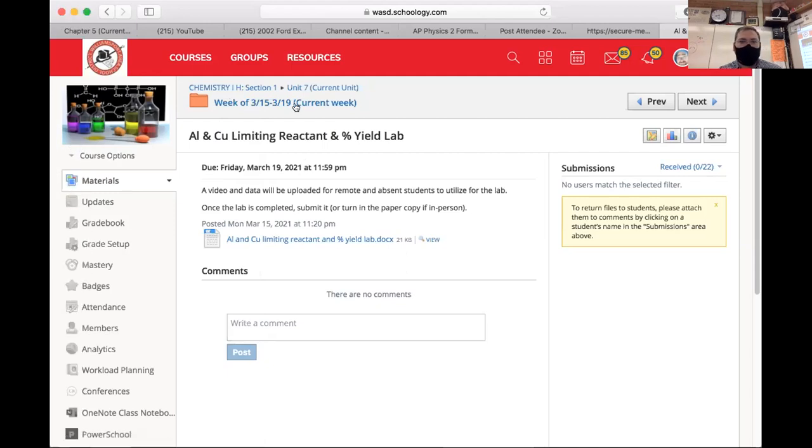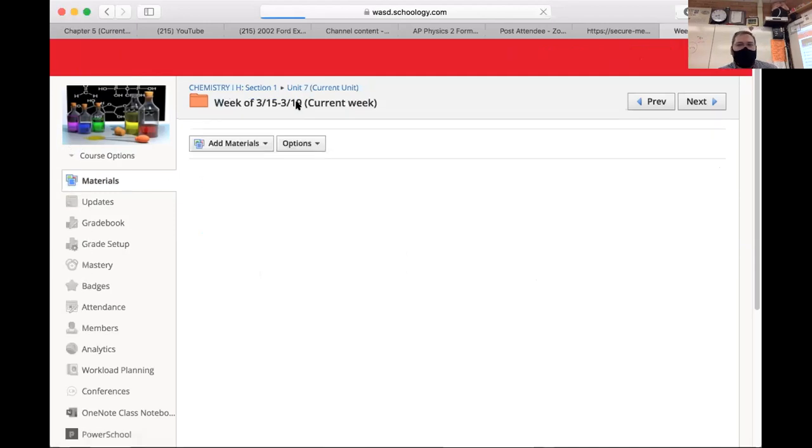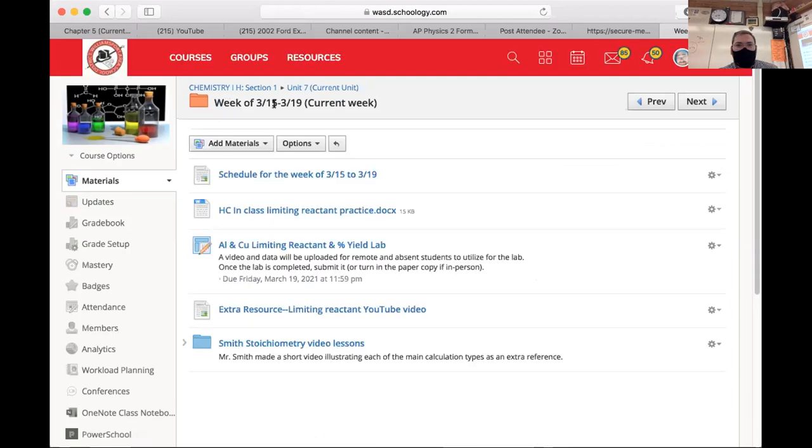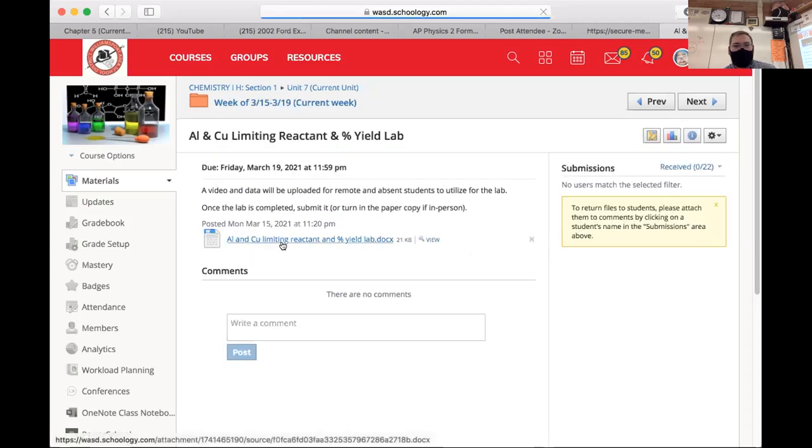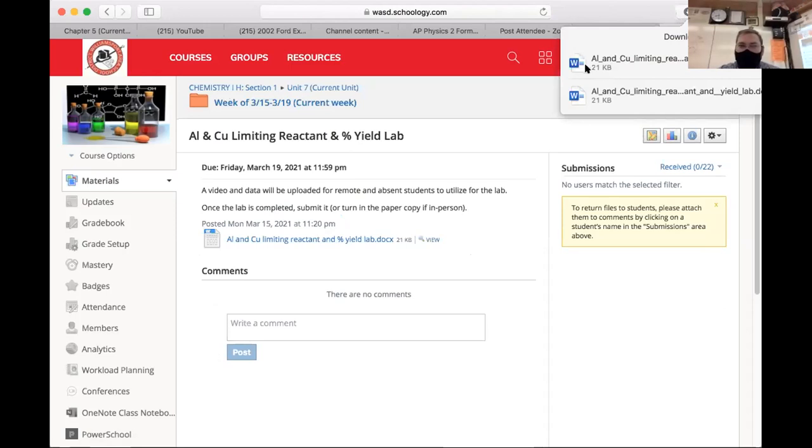Okay, anyway, if you're a remote student, and I'll get back to you in a second, in a folder for the week of 315 or 319 is a lab that says aluminum and copper limiting reactant percent yield lab. This is a lab that students are doing today in class. And in a little bit, probably like 10 minutes, I'll go over some problems about the limiting reactant practice from yesterday. But the video for the lab isn't ready quite yet. Should be ready during third period.